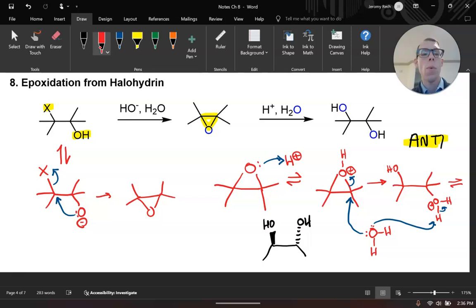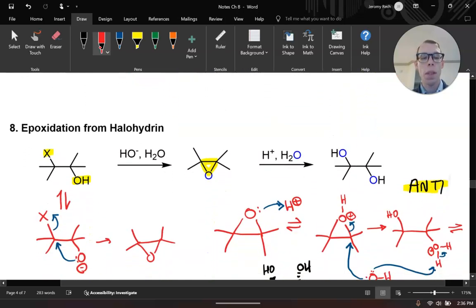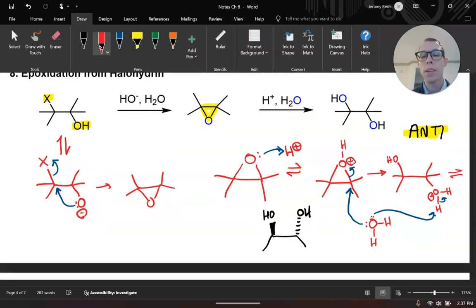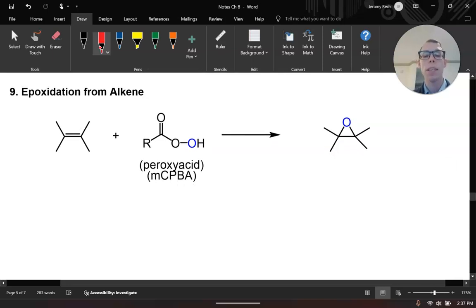Now, making a halohydrin is actually going to take a few steps. You can do that from a double bond, and we'll learn that in our next video. One other way that you can use, though, is you can make an epoxide directly from a double bond. You don't have to always go through a halohydrin. And a common example of this is going to be with a peroxy acid.